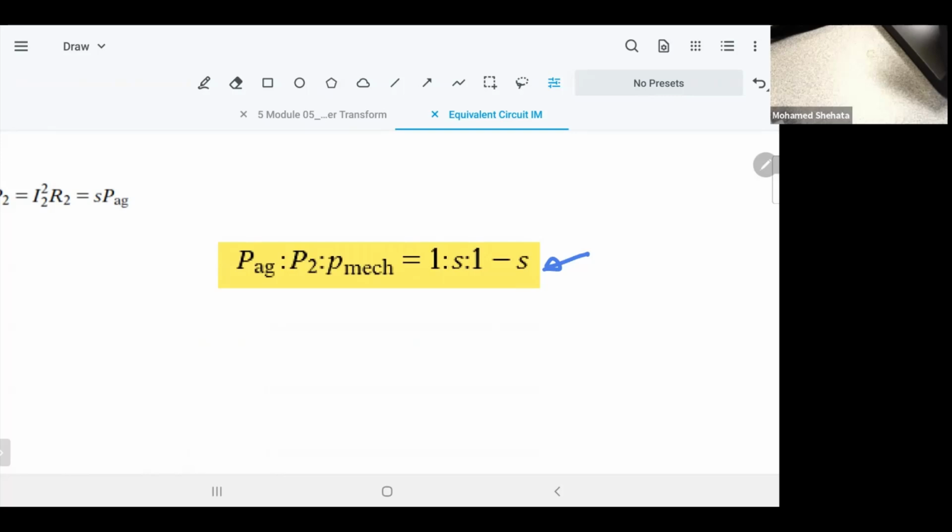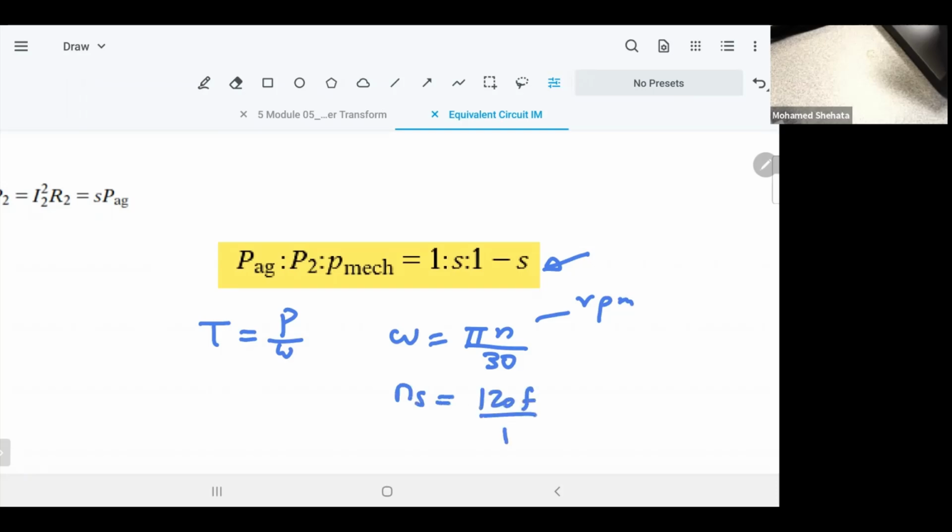Okay. Remember how to find torque. Torque is equal to power divided by omega. Remember also that omega is equal to pi N over 30, because N is in revolutions per minute. Remember, synchronous speed is 120 F over P.